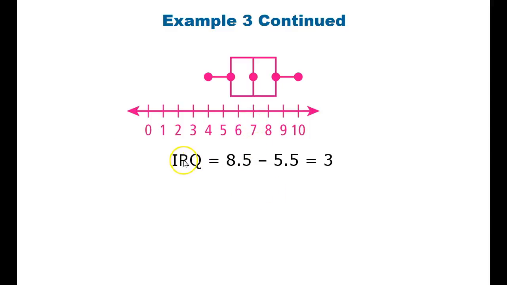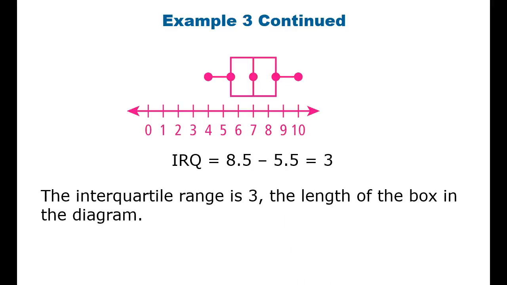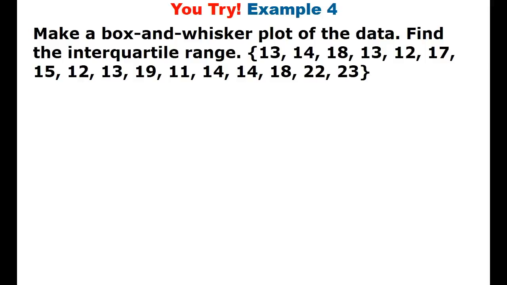By the way, our interquartile range would be the third quartile 8.5 minus the first quartile 5.5. So our interquartile range is 3. That would also be the length of the box in the diagram. So the size of the box, the length of the box, gives us the interquartile range, as well as subtracting Q3 minus Q1. So you try this one. Use your calculator or do it by hand. See if you can make a box and whisker plot of this data and then find the interquartile range.